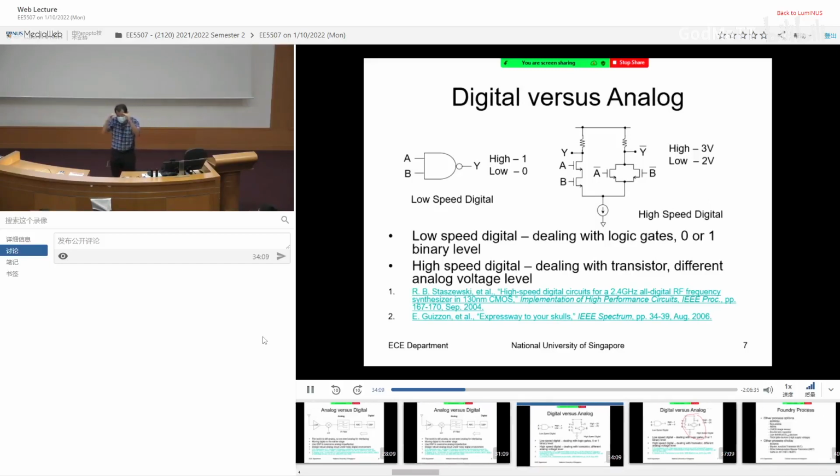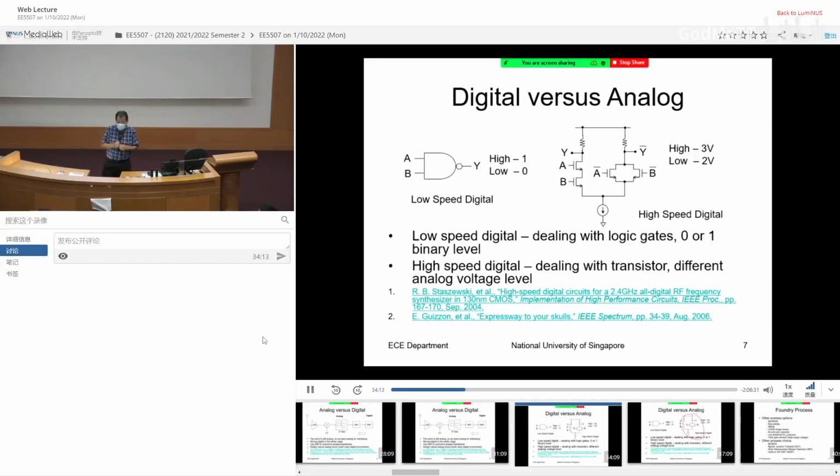You really have to sit back and think, is the logic gate used by the library good enough? The standard digital cell library, NOR gate, AND gate, is it good enough? How can I squeeze the speed? Let's say the standard process can only give me operation up to 1 gig.